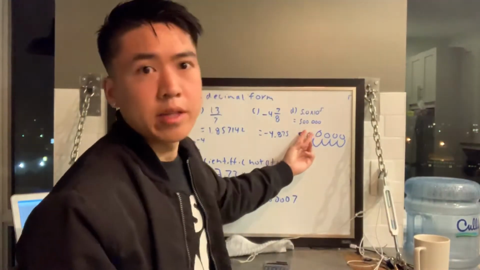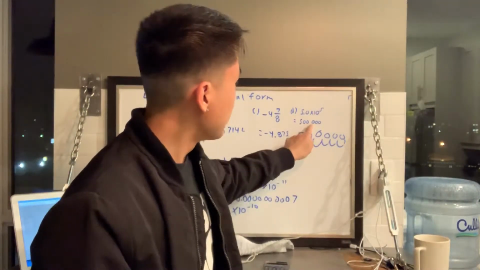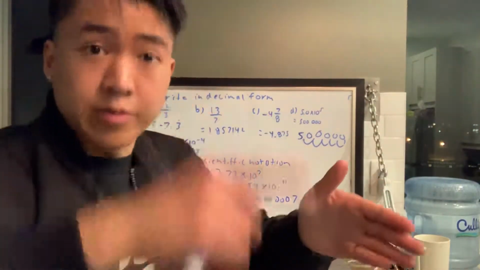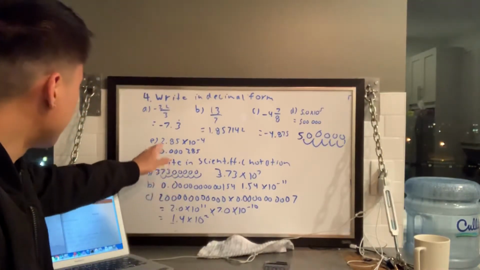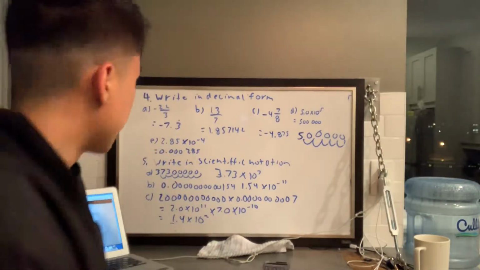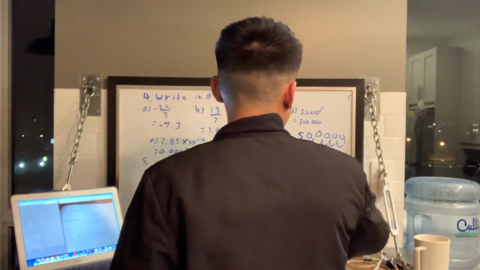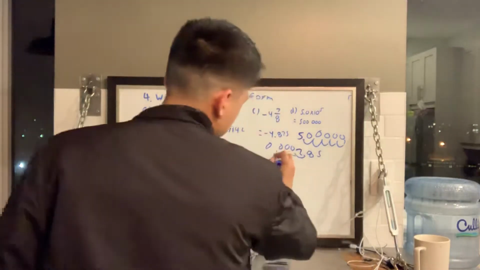Hey, it's the same answer. 1, 2, 3, 4, 5. So from that decimal place, I move 5 spaces. Now this one right here, you have 2.85 times 10 to the negative 4, so I would start with 2.85. I go 1, 2, 3, 4, wherever you stop is the decimal place.